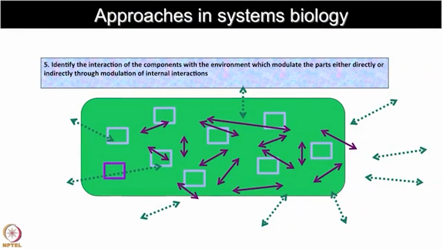The system is an entity which maintains its existence through mutual interaction of its constituent parts. You can see on the slide that system research consists of first identification of the parts, then characterization of these components, excluding the ones which are not part of the system, and then identifying the interaction of the components with each other. Finally, we are looking at the interaction of these components with the environment, which modulates the parts either directly or indirectly through modulation of these internal interactions.